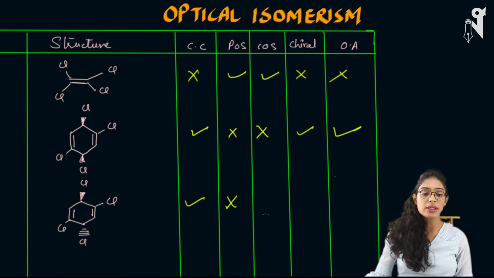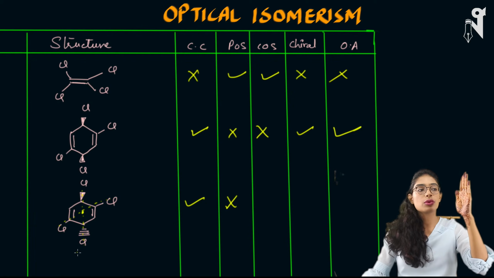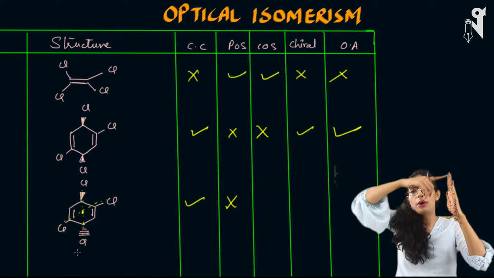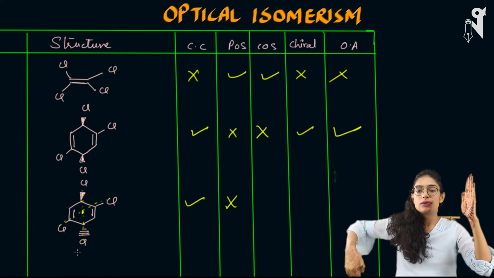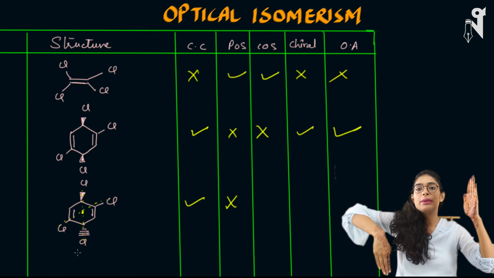Do we have COS? Yes, this is the center. If I pass a line from the center, I'm getting a chlorine over here. This is the center. If I pass a line from this chlorine, I'm getting chlorine on the other side. It is like this. One is the chlorine towards the viewer, one is away from the viewer. You'll pass a line from the center, it will go and meet another chlorine.